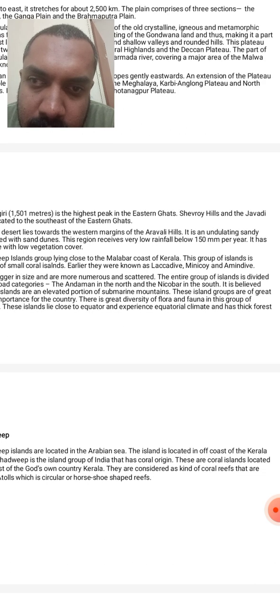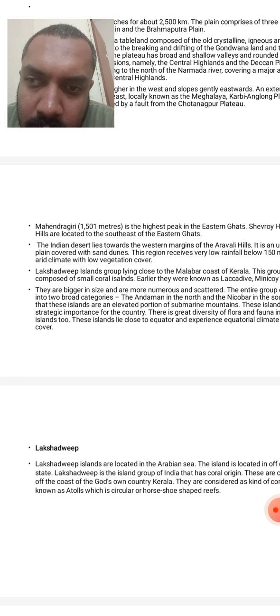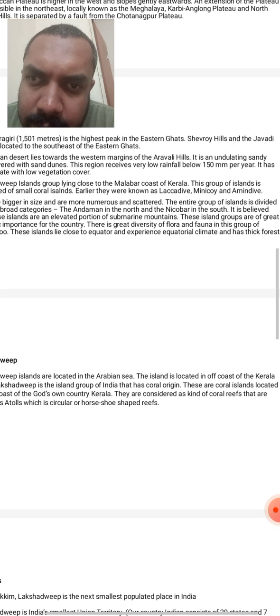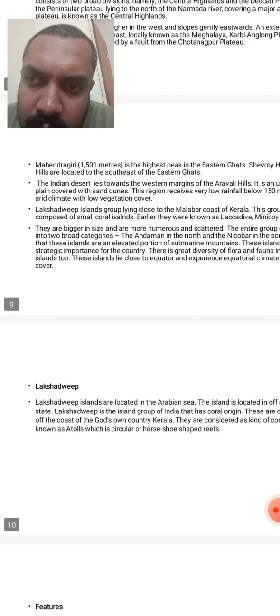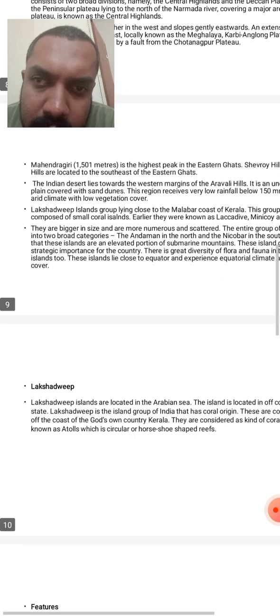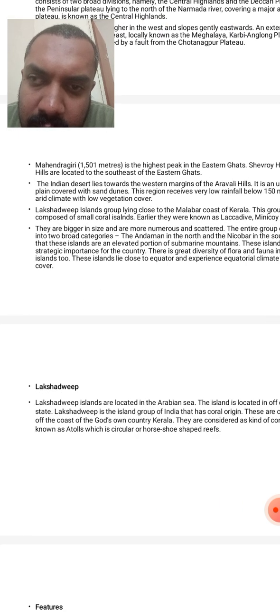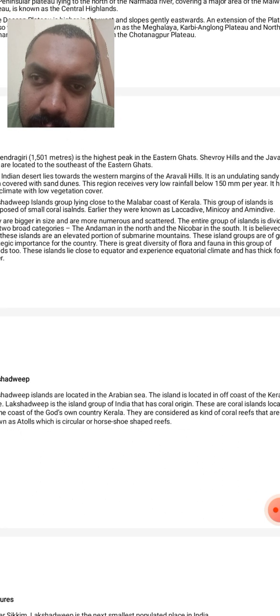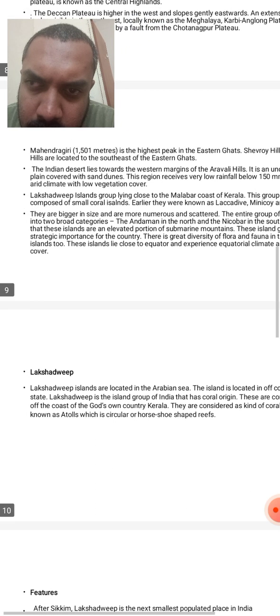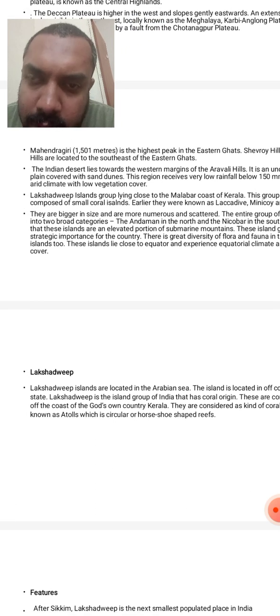This group of islands is composed of small coral islands. They are bigger in size and are more numerous and scattered. The entire group of islands is divided into two broad categories, the Andaman in the north and the Nicobar in the south. It is believed that these islands are an elevated portion of the submarine mountains. These island groups are of great strategic importance for the country.